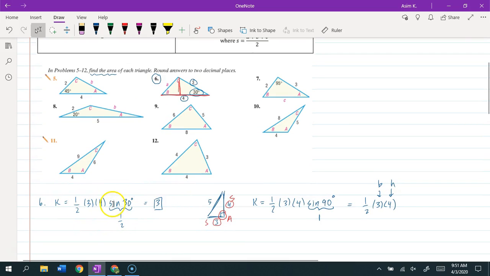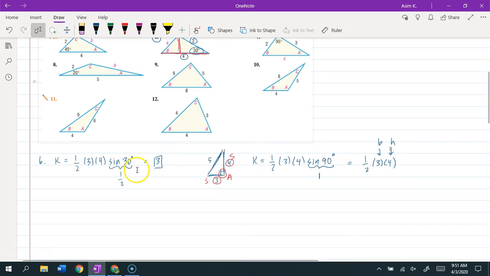When you don't have a 90-degree angle, that's okay. You can still solve it using this really cool trigonometric formula that is a variation of the regular formula you've been learning for so many years from middle school. All right? Let's try a second problem, which is number 10.